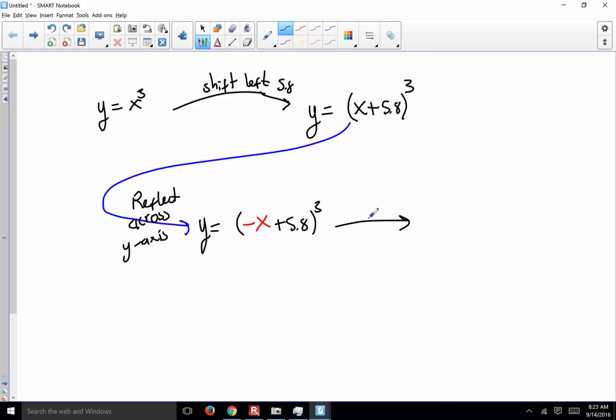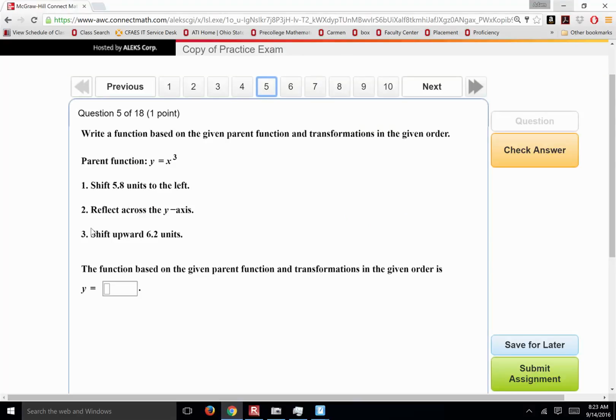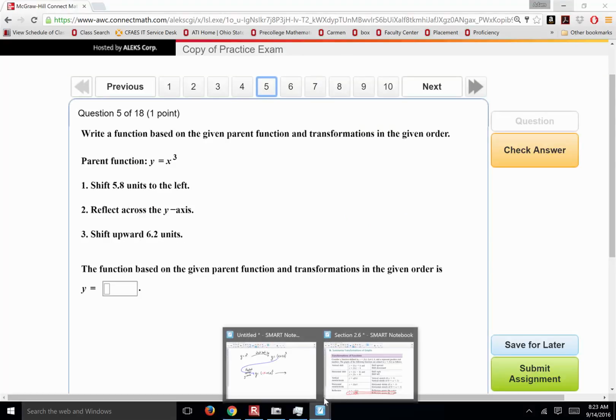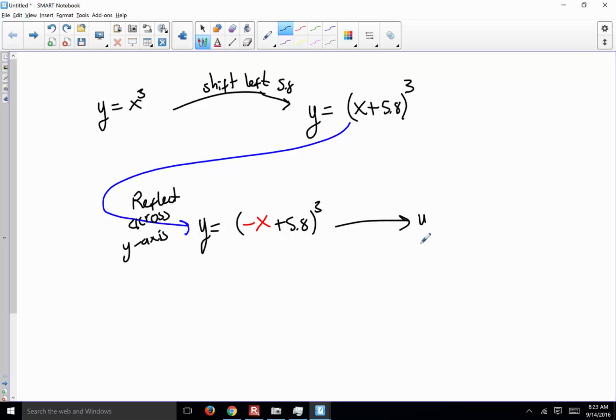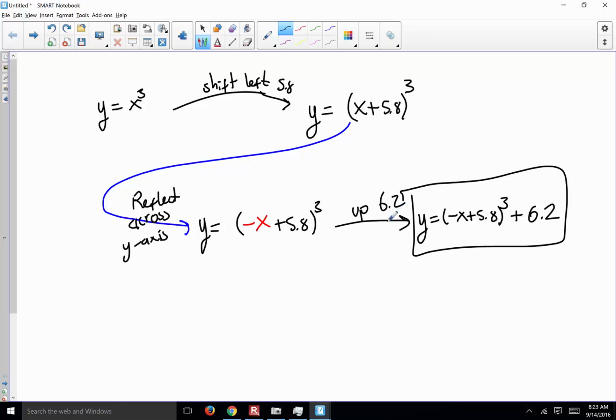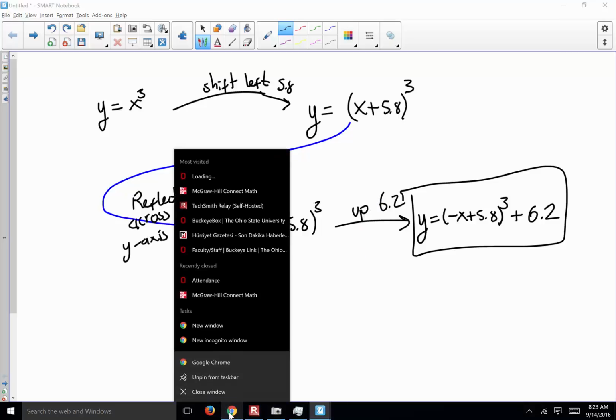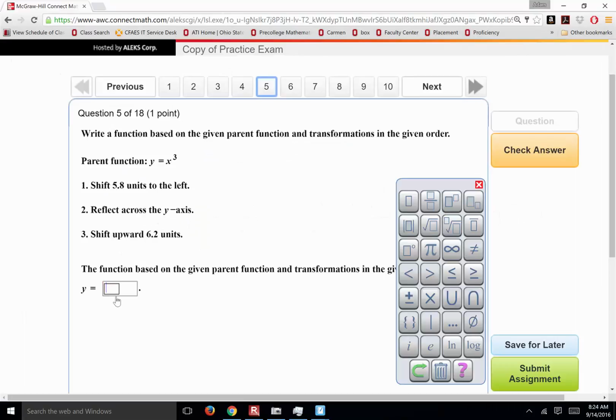Okay, next. What is the last step? Shift up 6.2. That's the easiest maybe. How do you shift this thing up 6.2? How? To the end, yes. And this is the new function generated with these transformations. And all you need to do is put it here.